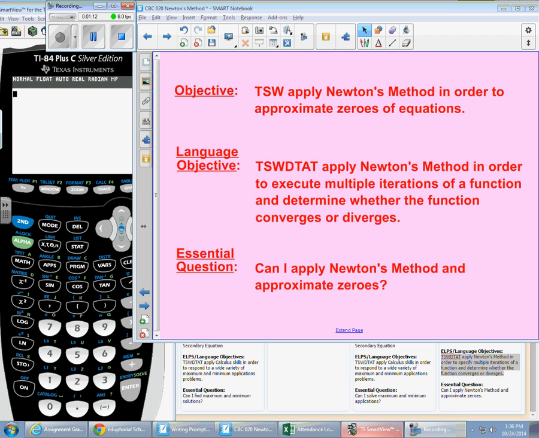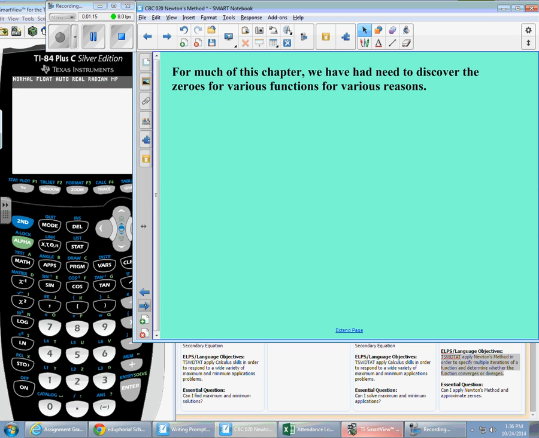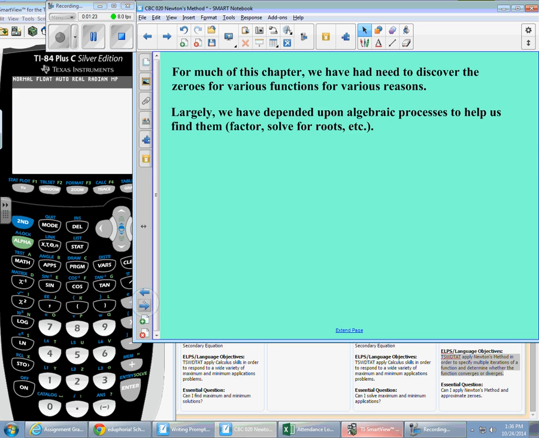Okay, so let's take a look at how Newton's method works. For much of this chapter, we have had need to discover the zeros for various functions for various reasons. Obviously, we've set a lot of different functions equal to 0 for different purposes, figuring out what's going on with intercepts and maxes and mins and inflection points and stuff like that. And we have largely depended upon algebraic processes to help us find those zeros. We've used a lot of factoring. We've got the quadratic formula going from time to time, solving for various roots, and so on.